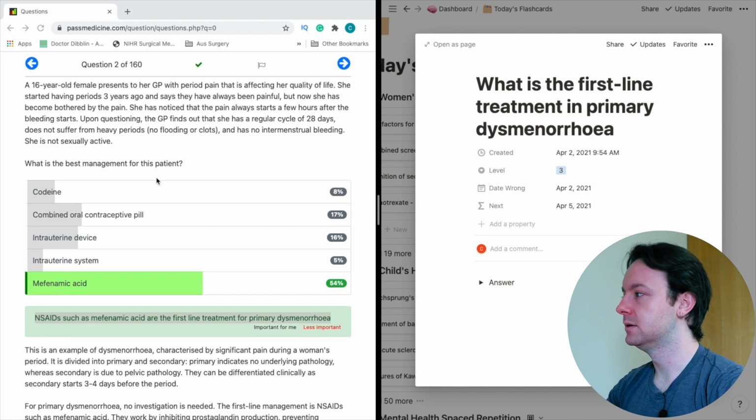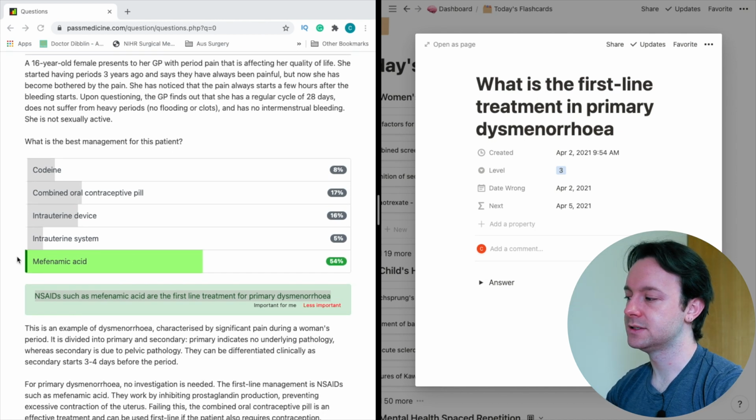You could probably tell that I kind of reached that answer by ruling out everything else. I wasn't entirely sure that mefenamic acid was an NSAID. I knew it should be an NSAID. I wasn't sure that it was. But I knew it wasn't any of the other four answers. So really, I didn't actually know the answer to that question.